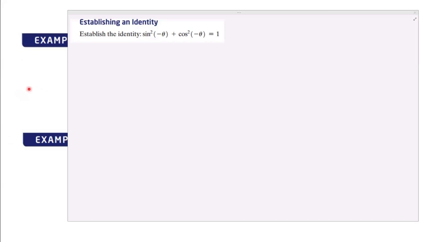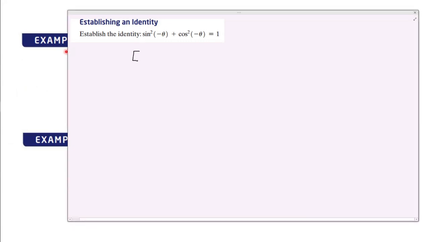Okay, for this example, we're going to use a little bit of our even odd identities. So we start out with the sine squared of negative theta plus the cosine squared of negative theta. And we want to show that that is equal to 1. Okay, so let's start by saying that what we really mean by a sine squared theta is a sine, or in this case, negative theta.